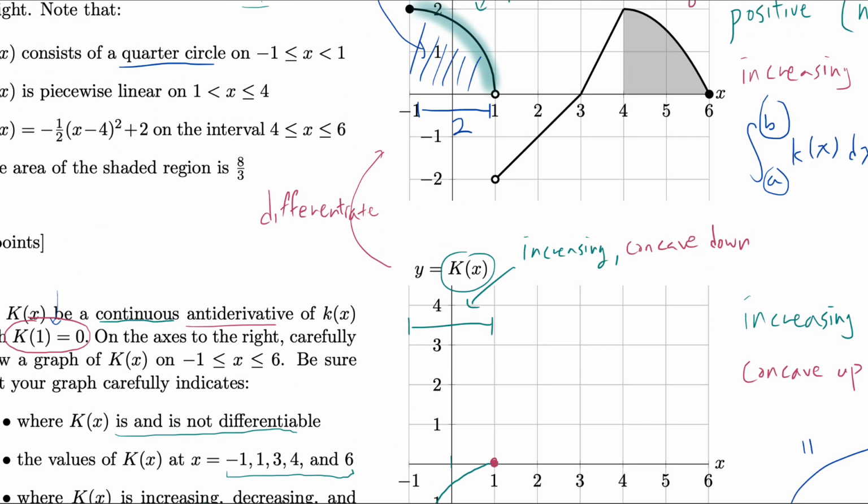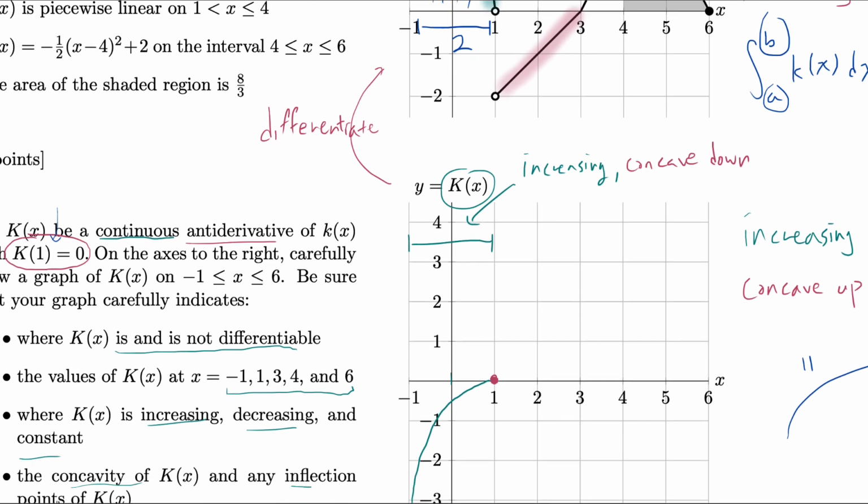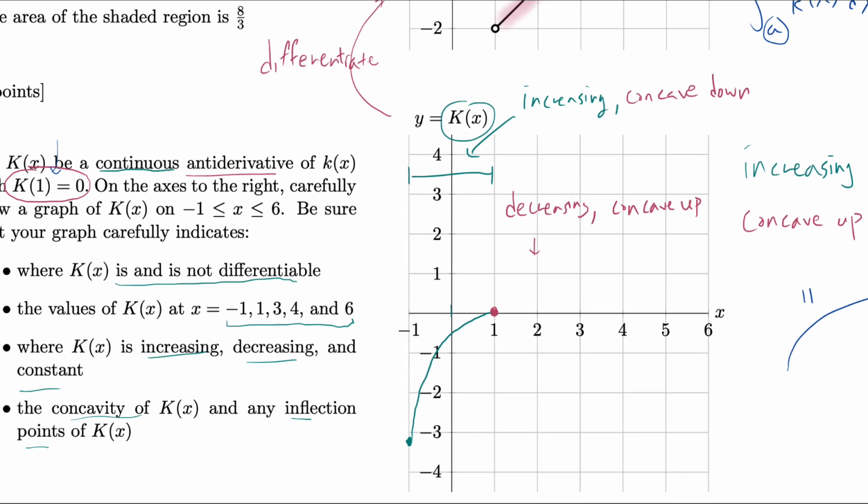So what's happening, for example, from 1 to 3? Well, we see here that little k is negative, which means capital K better be decreasing here. And we see that little k is increasing, which means our capital K should be concave up. So to recap, since this is negative and increasing, our capital K better be decreasing and concave up.